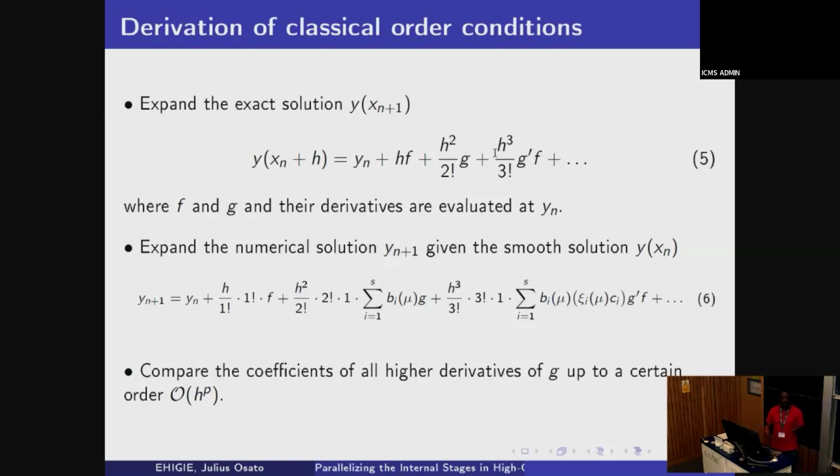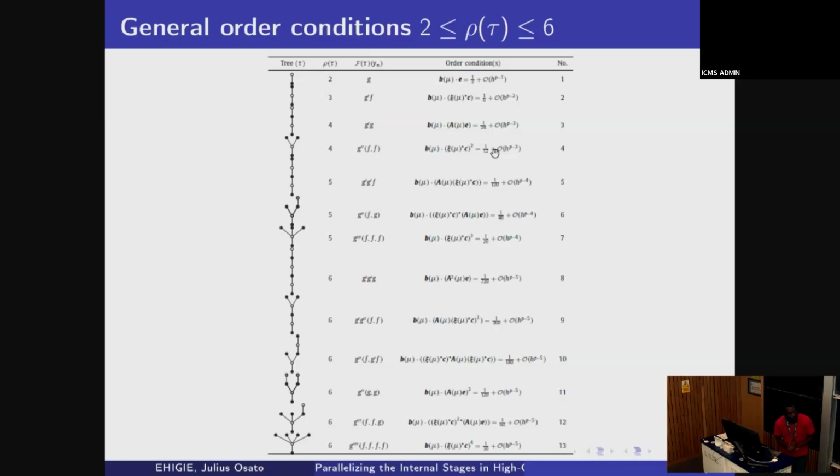And of course, the way to derive these methods is to get the Taylor series expansion of the exact solution and the Taylor series expansion of the numerical method, and compare them up to a certain order of accuracy. And we can now get the order conditions to be able to get these coefficients. I'm sorry, this is so tiny, but you can get this in the reference paper, which I'll write there. But these are the order conditions that we're able to get from this.